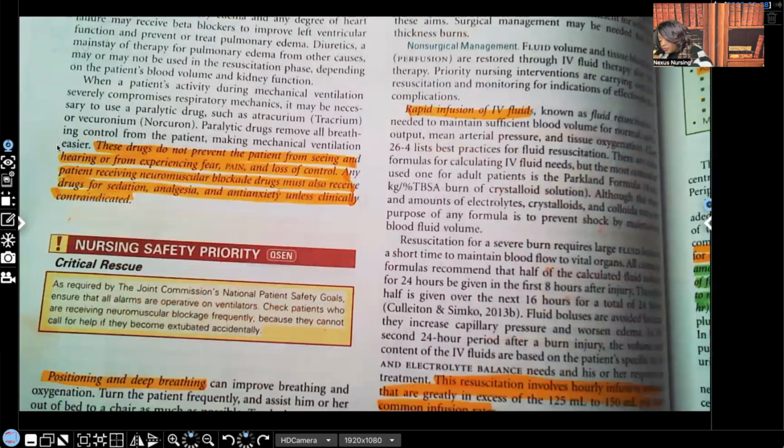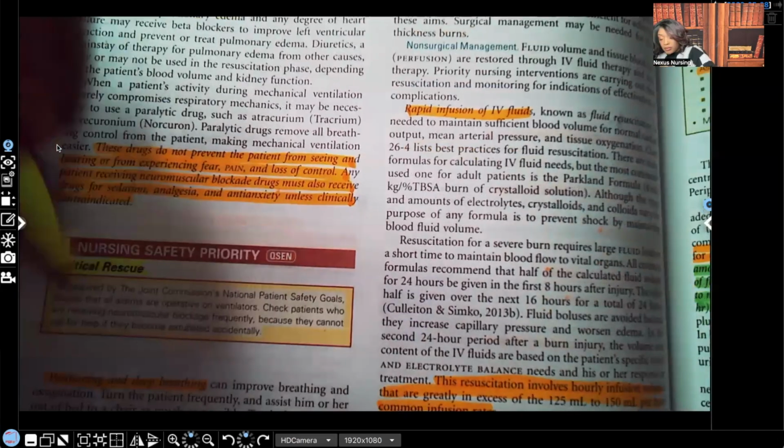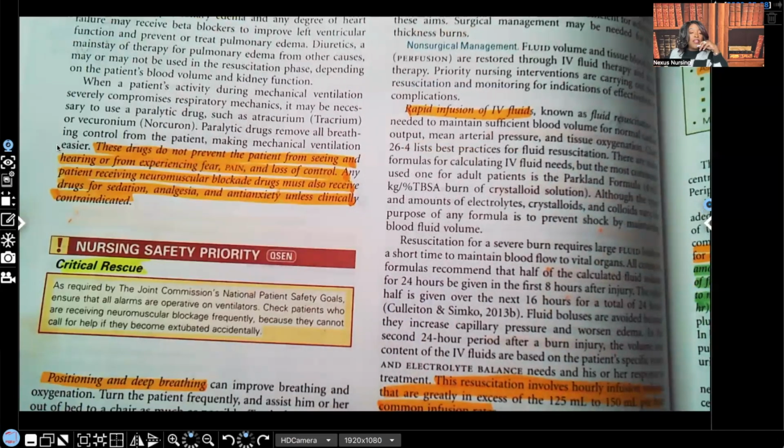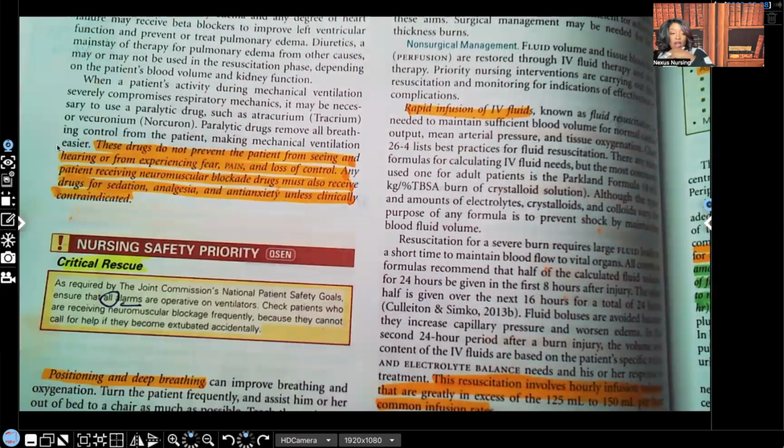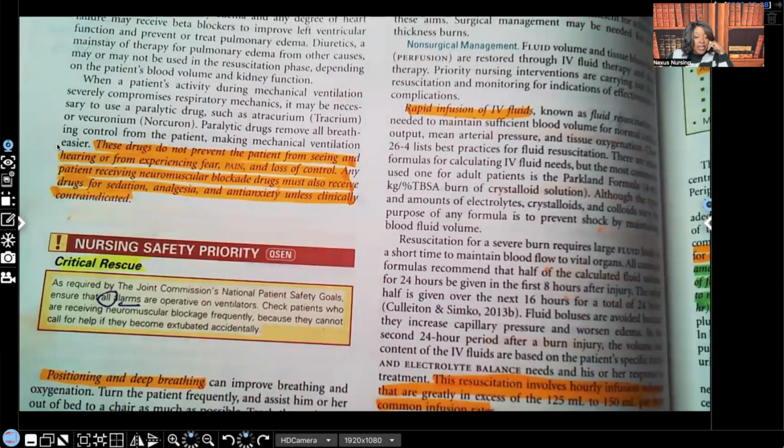Critical rescue. As required by the Joint Commission's National Patient Safety Goals, ensure that all alarms are operative on ventilators. Check patients who are receiving neuromuscular blockade frequently because they cannot call for help if they become extubated accidentally. So you have to keep an eye on them.